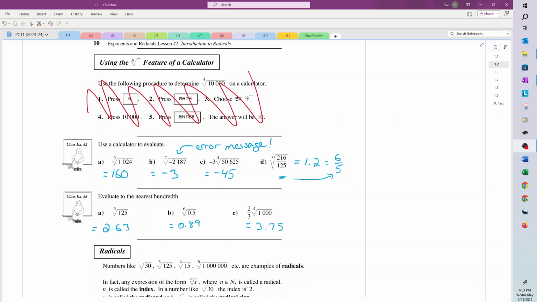Okay, there's your answers. If you didn't get them right, try again. Make sure you figure out how your calculator works because, like I said, they're all a little bit different. Okay, now we're going to move on to radicals.